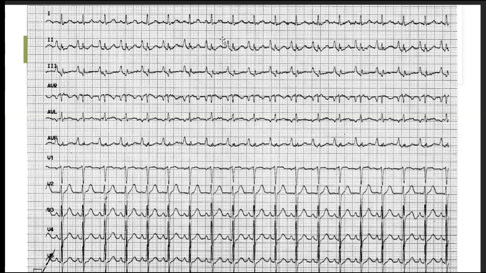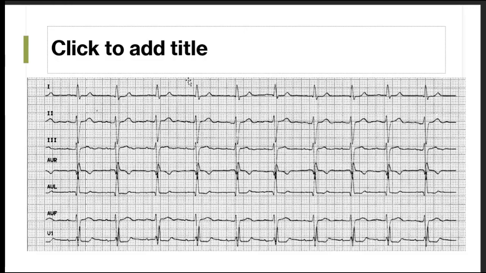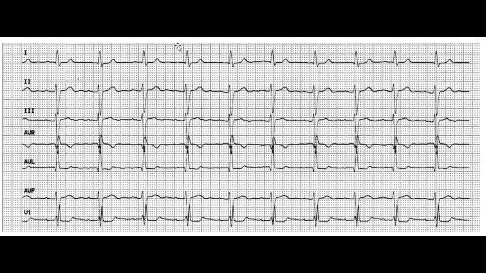In this case, particularly if you take a look at lead 2 and lead AVF, you can see that the P wave takes on a double peaked appearance of an M. For example, you can see this in the third P wave of AVF, or you can see it in another place where it's very well visible.